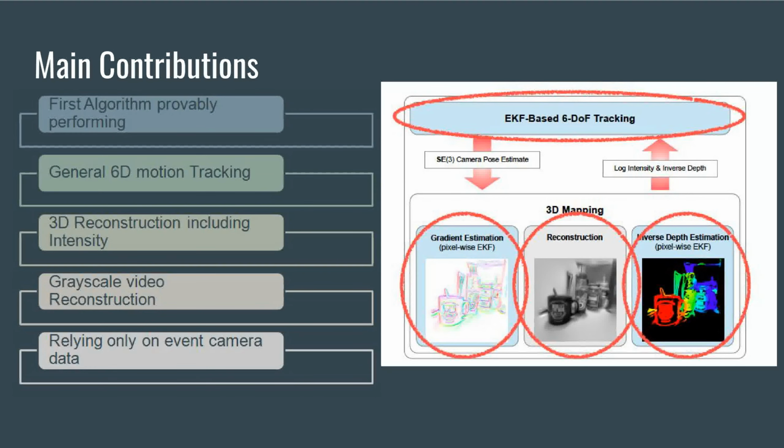The authors use the algorithm to estimate camera motion, scene log intensity gradient, and scene inverse depth to solve the problem of simultaneous localization and mapping. The mapping part is separated into gradient and inverse depth estimation, ignoring the parallax effect.